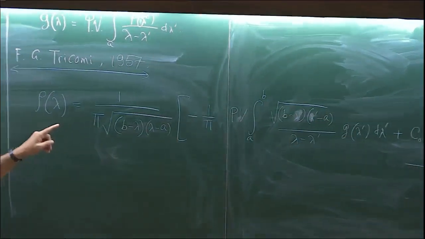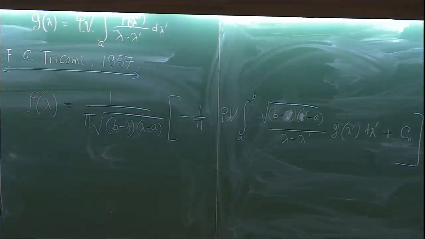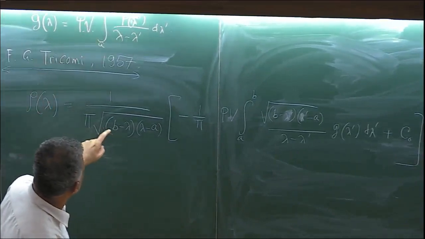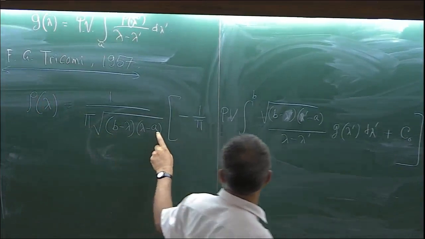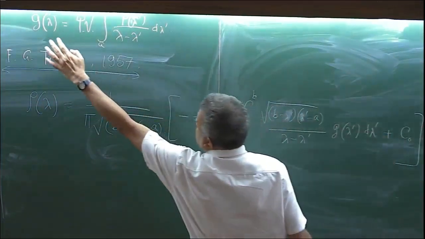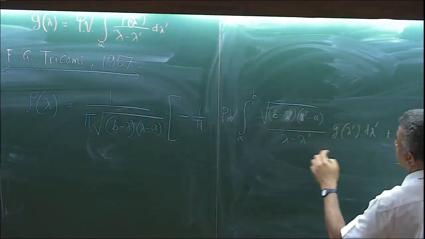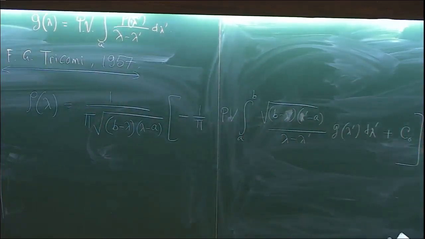So imagine that it's supported over A and B. Of course, in our case, we still do not know what the support is. So this is the inversion formula. Okay, so B minus lambda, lambda minus A. The source function, this is something that you know, so that goes in here. So you still have to evaluate this principal value integral plus an arbitrary constant.